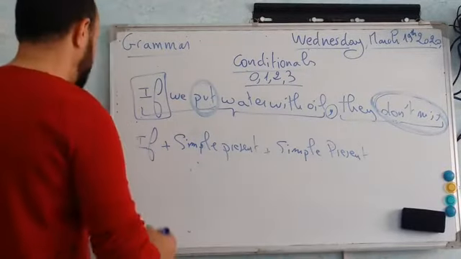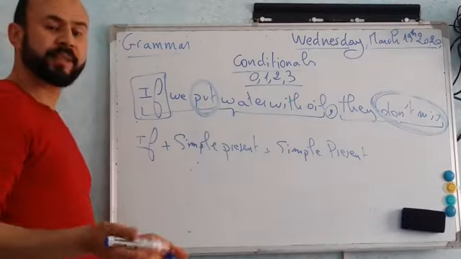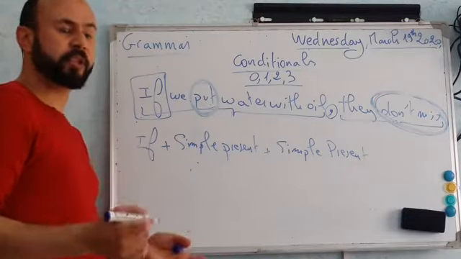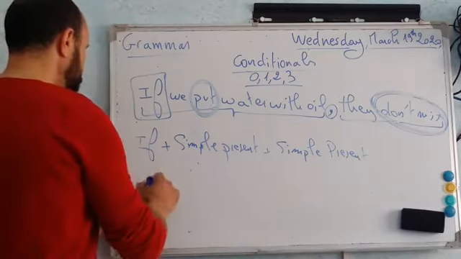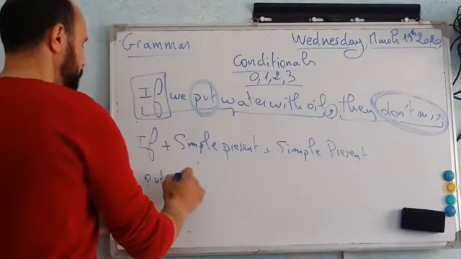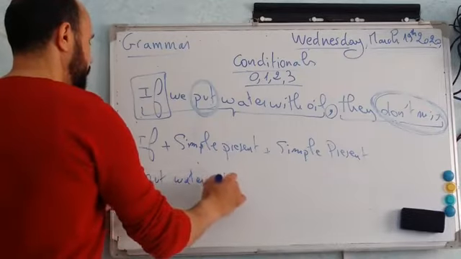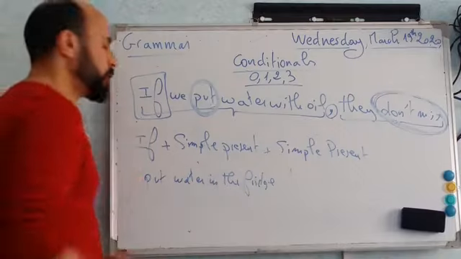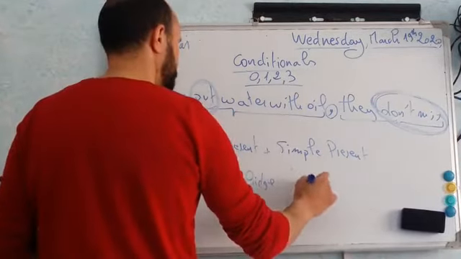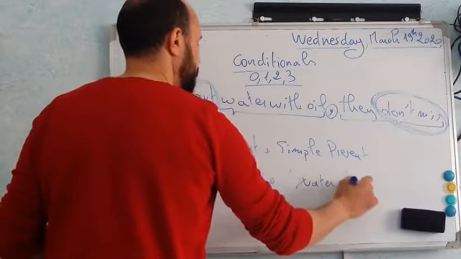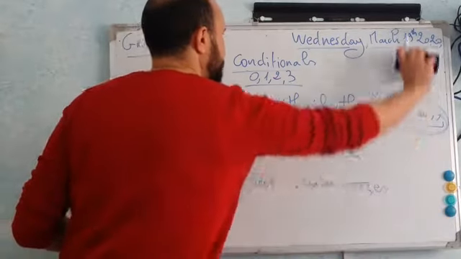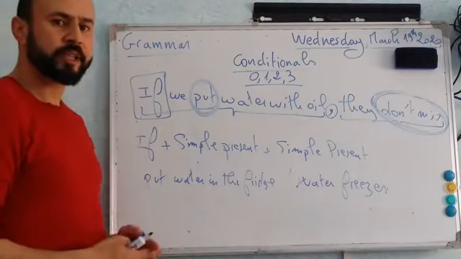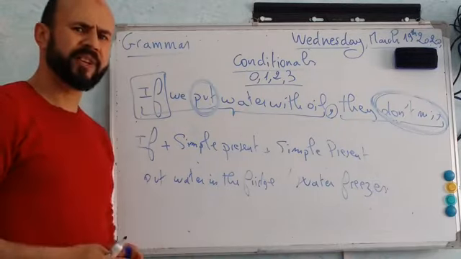I'll give you an example with two clauses, and it's your job now to create a sentence in conditional type 0. They say, put water in the fridge, other clause is water freezes. Now, if we want to form the sentence, what are we going to say? Can you do it?